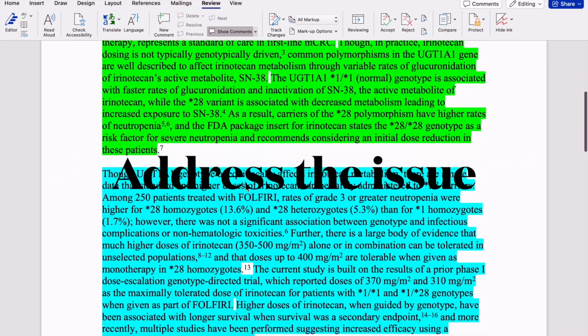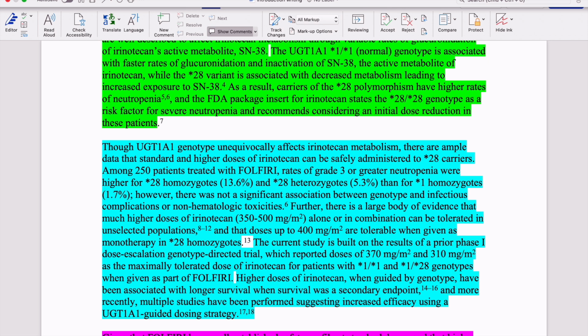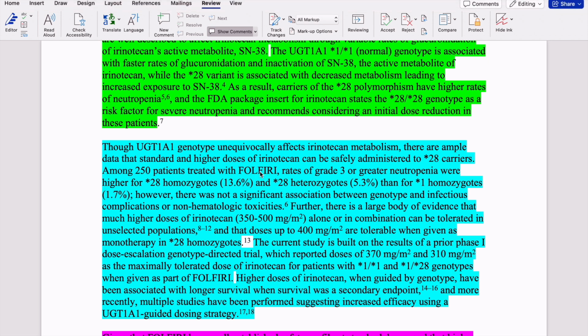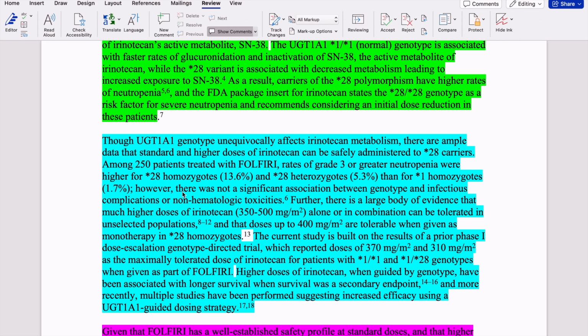Now we want to address the third component of our introduction section. This is justifying how your study will address the issue. So this is where you kind of sell the story, where you can provide some background on the treatment or drug your study is investigating.